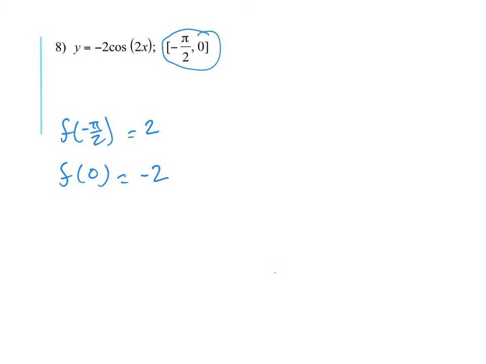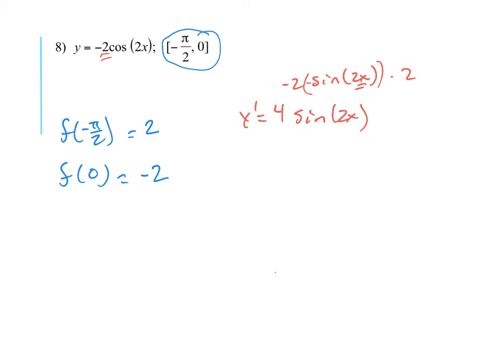Now, we also need to take the derivative and check for critical points. So the derivative of negative 2 cosine 2x is going to be positive 4 sine of 2x. So y prime is positive 4 sine of 2x. And the way I did that is I did negative 2, the constant, times the sine of 2x times the derivative of 2x, which is 2. So that's, the negative sign. Derivative of cosine is negative sine. So it's positive 4 sine 2x.